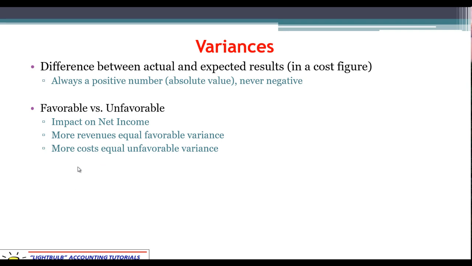More costs, on the other hand, even though it's still more revenues, more costs is not a good thing because it's going to reduce net income. So that's unfavorable. Now, on the other hand, less revenues is unfavorable, less costs is favorable. So you have to consider, how does this impact net income?